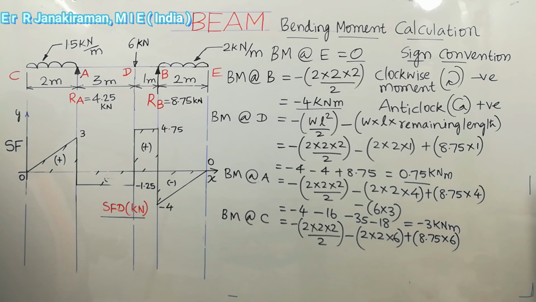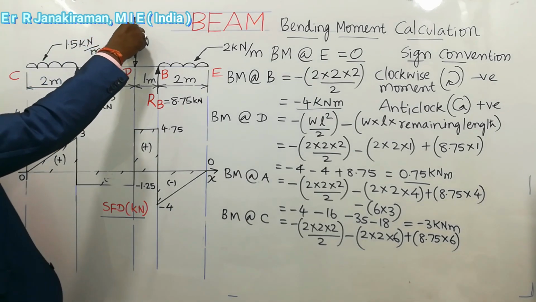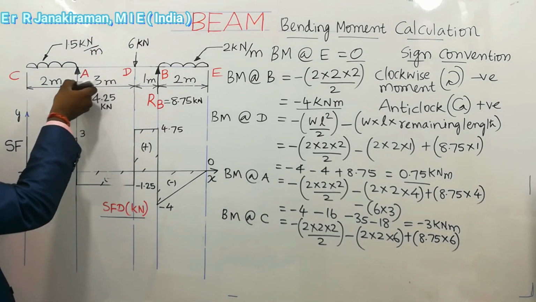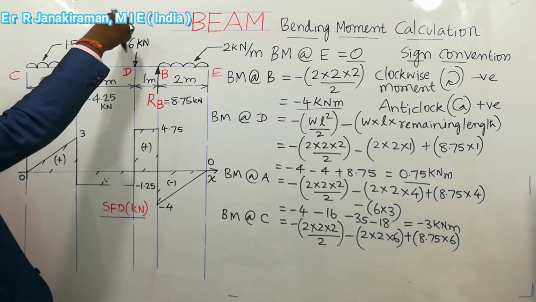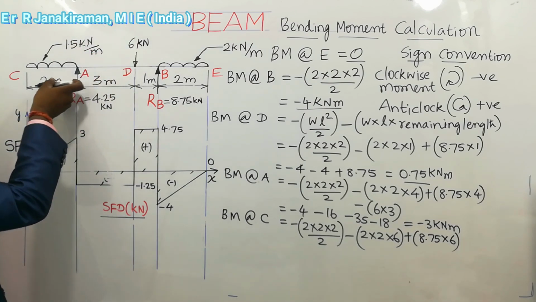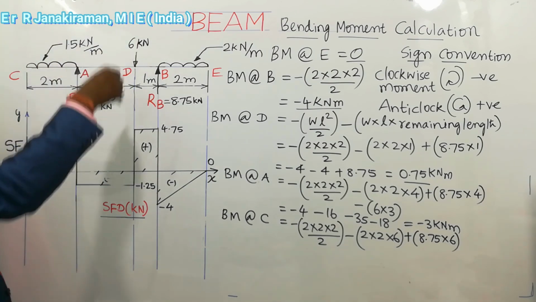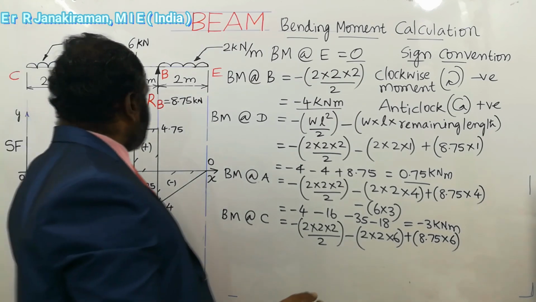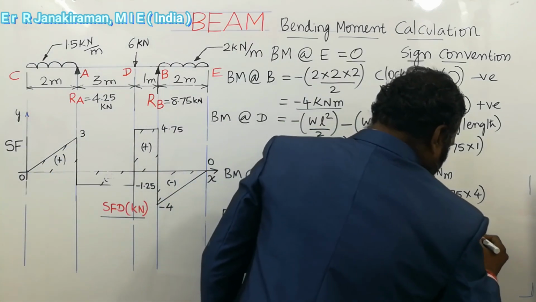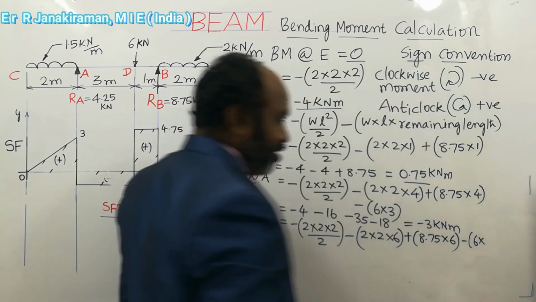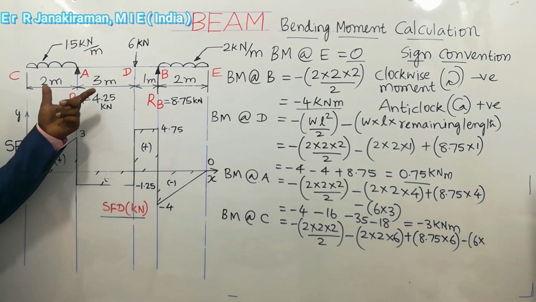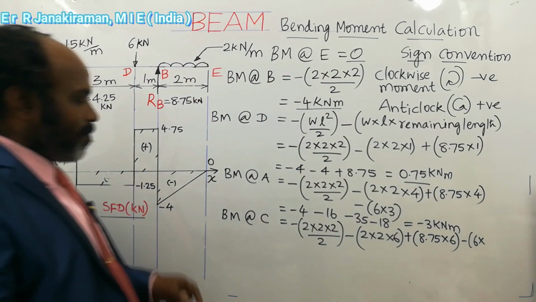Understand? So next load is 6 kN acting downward. It forms clockwise movement, turning up to C. So it forms clockwise movement. Clockwise movement negative. So minus 6 into the perpendicular length, 3 plus 2, 5 meter.